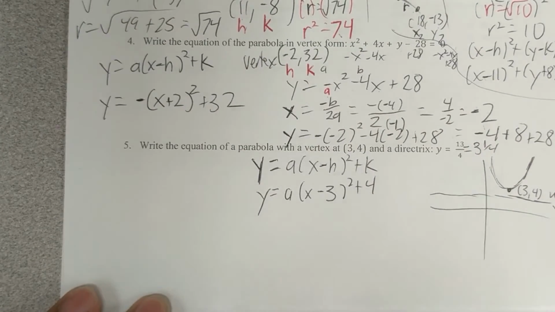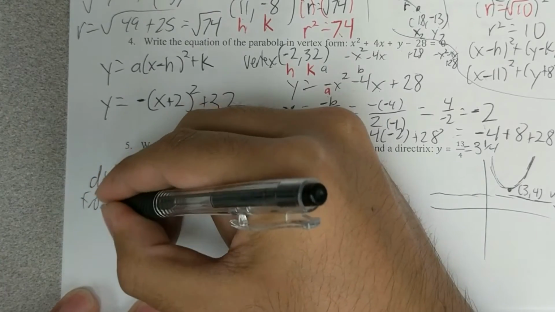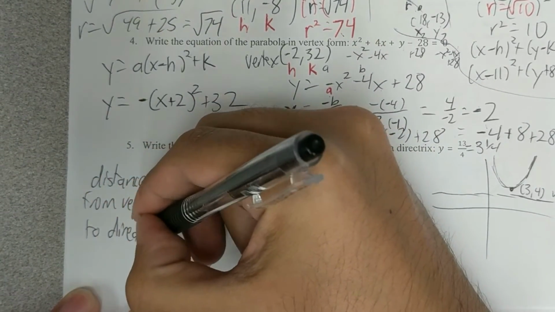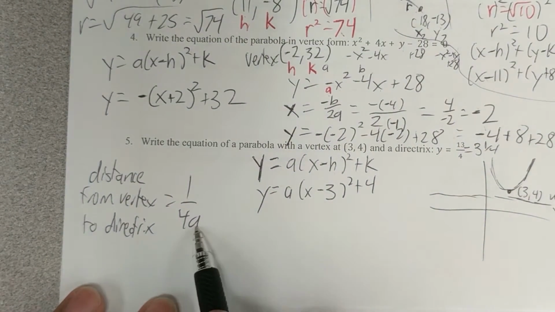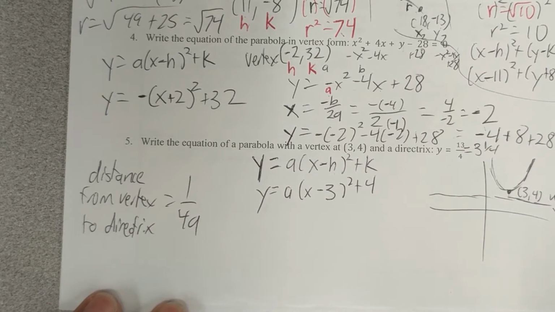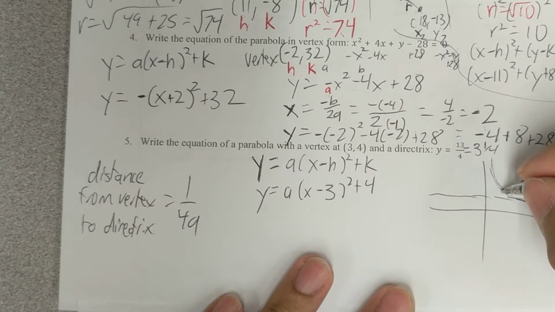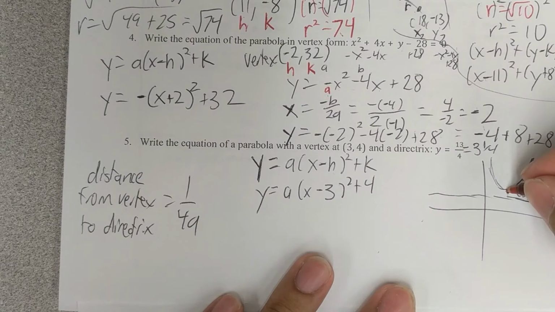So the equation we need to use is that the distance from vertex to the directrix equals 1 over 4a. So we don't know a, that's what we're trying to figure out, but we do know the distance between the vertex and the directrix. The vertex has a y-coordinate of 4, and the directrix has y-coordinates of 3 1/4. So the distance between them is 3/4 of a unit.